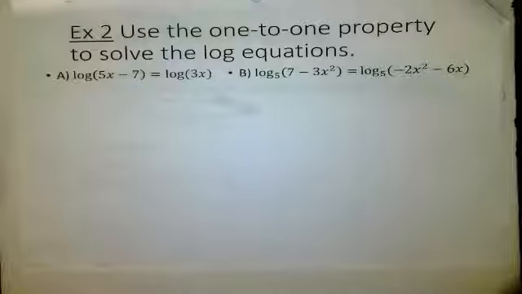So the one-to-one property is super useful. Really, it's just looking at what things are equal. So if we know that some things are equal, then other parts must also be equal in order for the two sides to be equal.